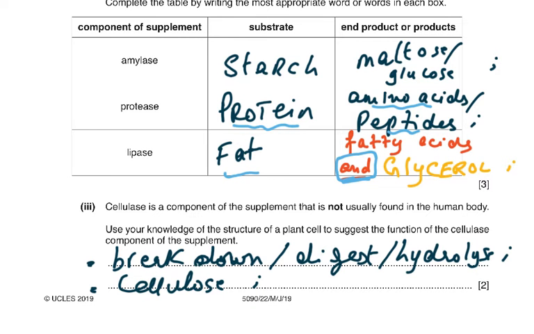Part 3 says cellulose is a component of the supplement that's not usually found in the human body. Cellulase is not part of the human body's components. So using the knowledge of the structure of a plant cell, suggest the function of the cellulase component of the supplement. Now basically cellulase is going to break down, or you could say digest, or you can say hydrolyze. So if you just said breaks down cellulose, you got one mark here and one mark here. So cellulase will just break down or digest or hydrolyze cellulose, because if you're having plant matter, then cellulose is passed out undigested. But if you have the supplement, then it's going to digest that as well.